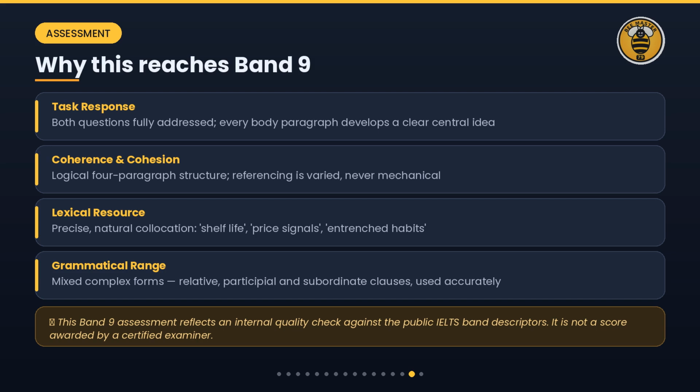And here is why this answer reaches Band 9 across all 4 criteria. 1. Honest note. This assessment reflects an internal quality check against the public IELTS band descriptors. It is not a score awarded by a certified examiner.